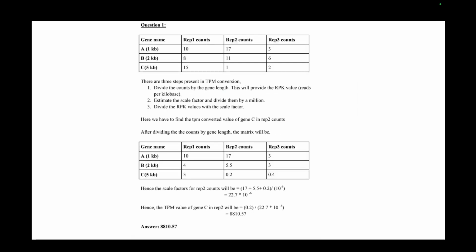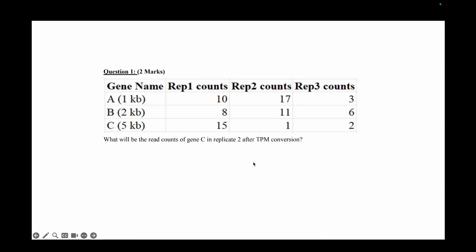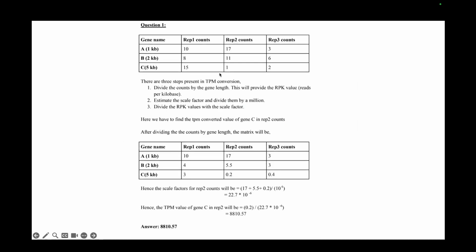Okay, let's try it. First, you're asked to key in the read counts in gene C of replicate 2 after TPM conversion. One is not the answer because that is the raw counts. You need to convert it to TPM, and this is how you do it. There are three steps in TPM conversion.